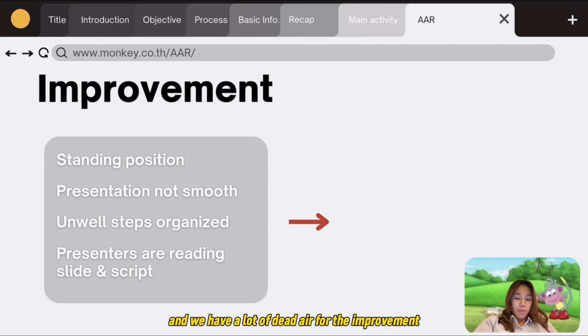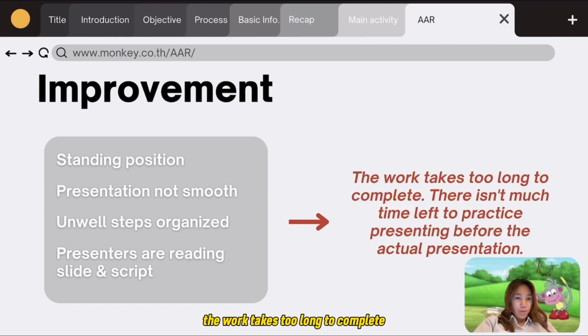For the improvements, the work takes too long to complete. There isn't much time left to practice presenting before the actual presentation, so we decide to work together to allocate work time and modify activities to not be too long.